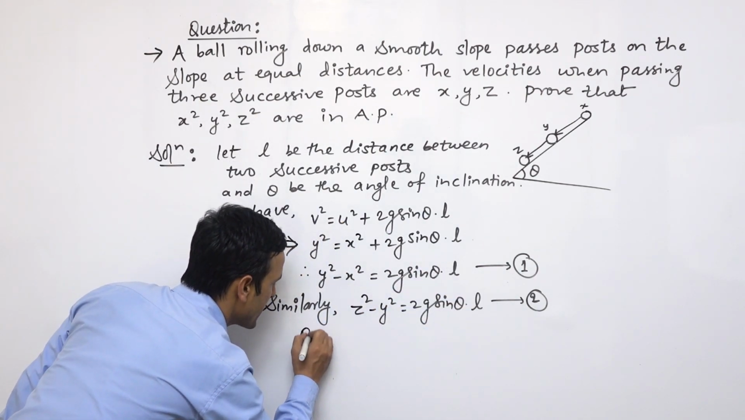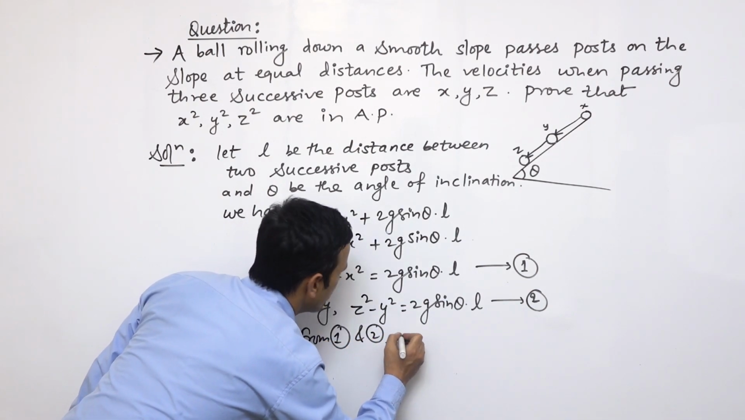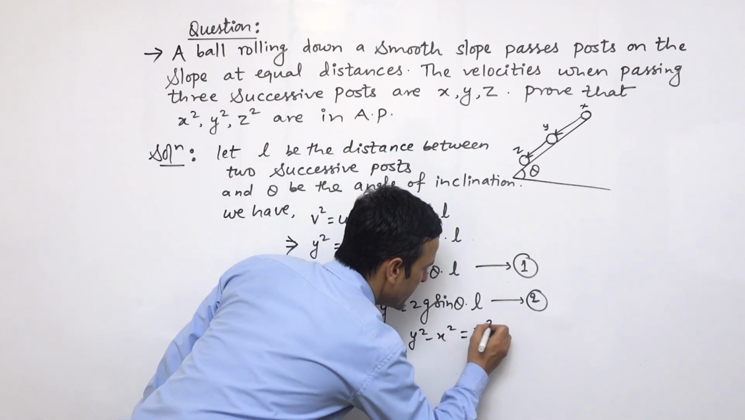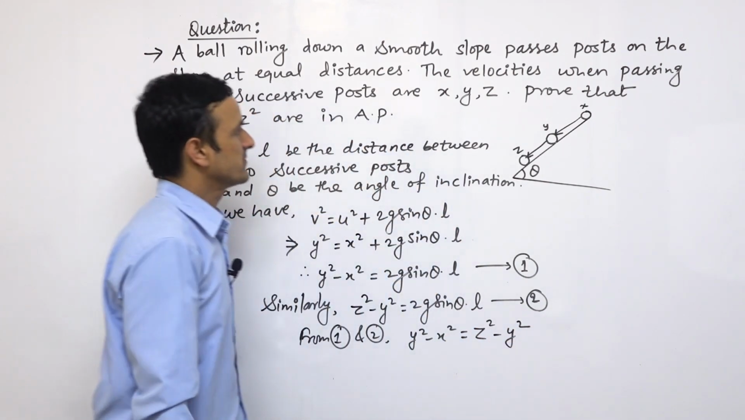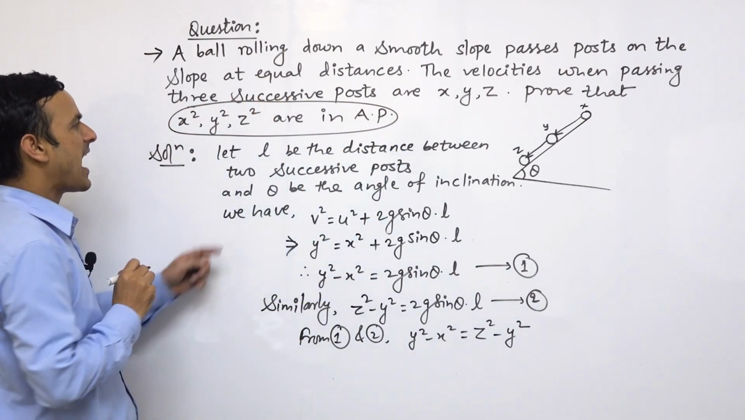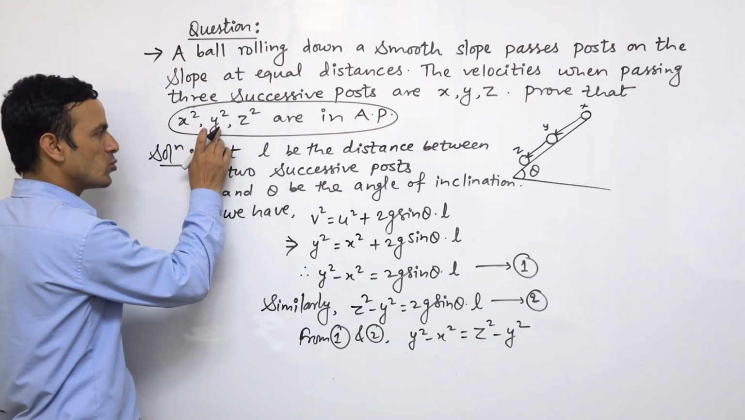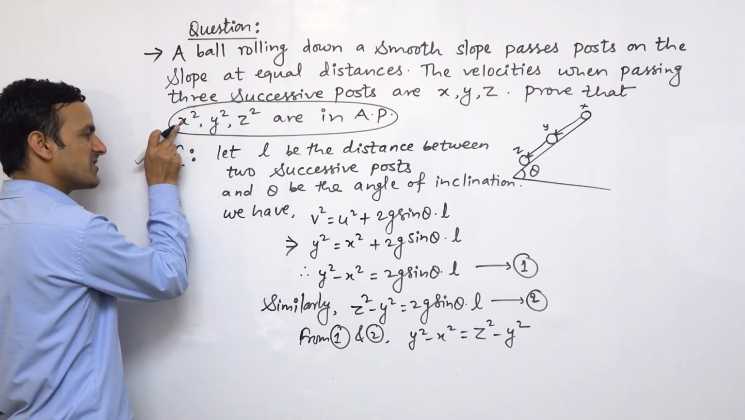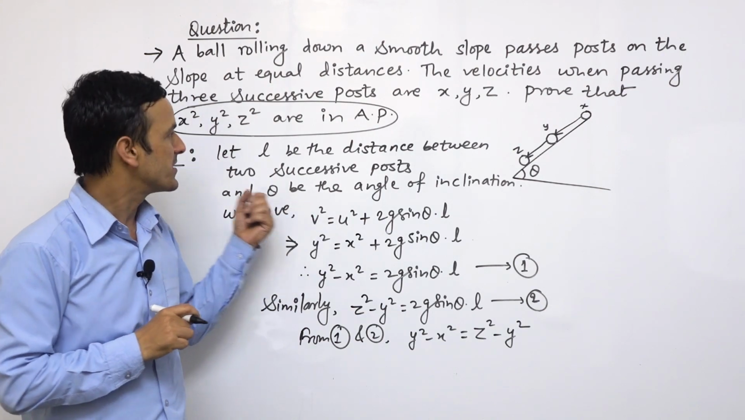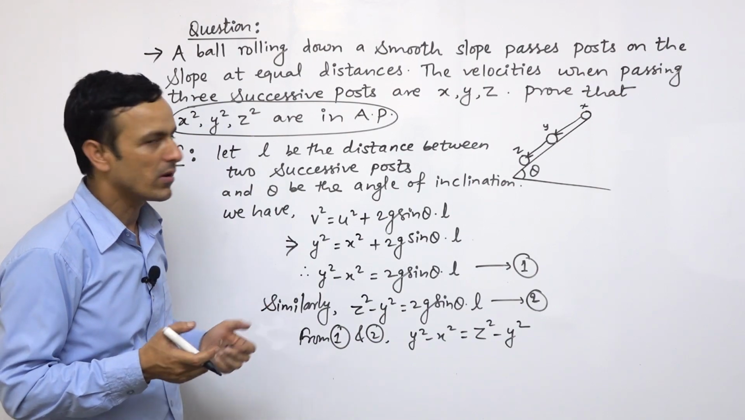So by comparing equations 1 and 2, we get y square minus x square is equal to z square minus y square. So our proof is that x square, y square, z square are in AP. For AP, this minus this is equal to this minus this. That means they have a common difference, and for AP, common differences are equal.